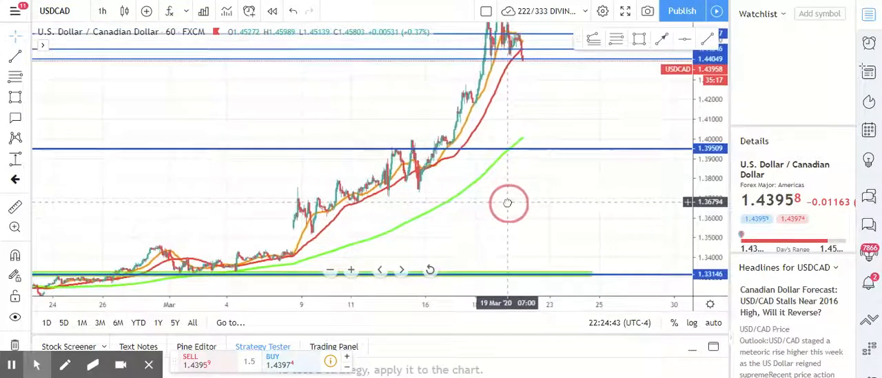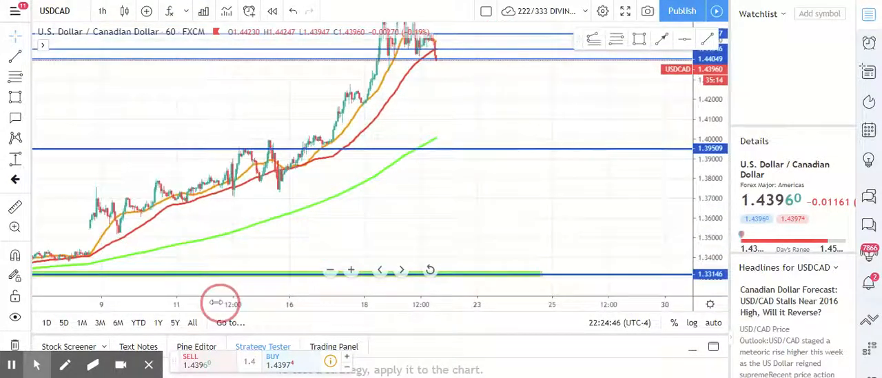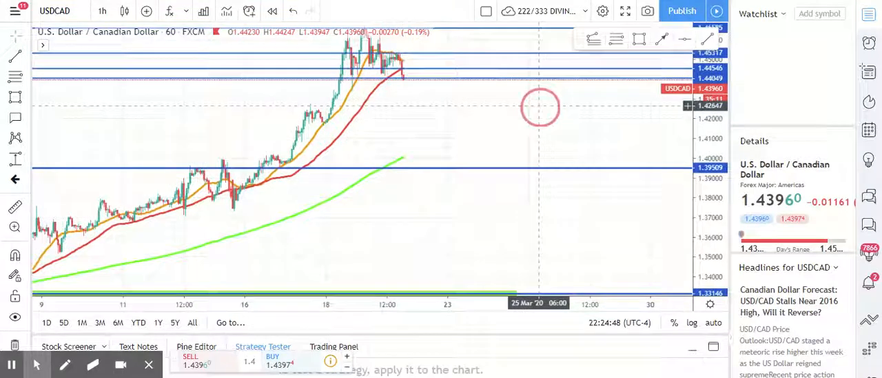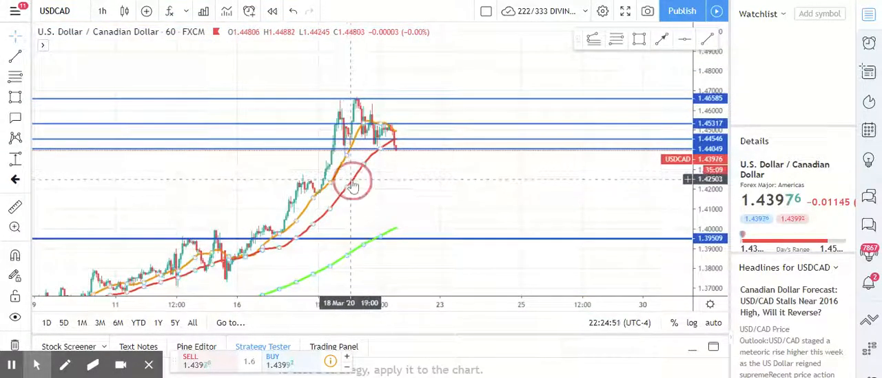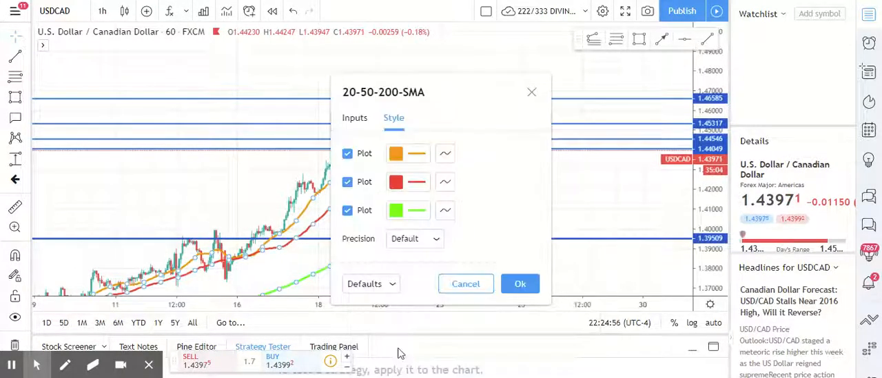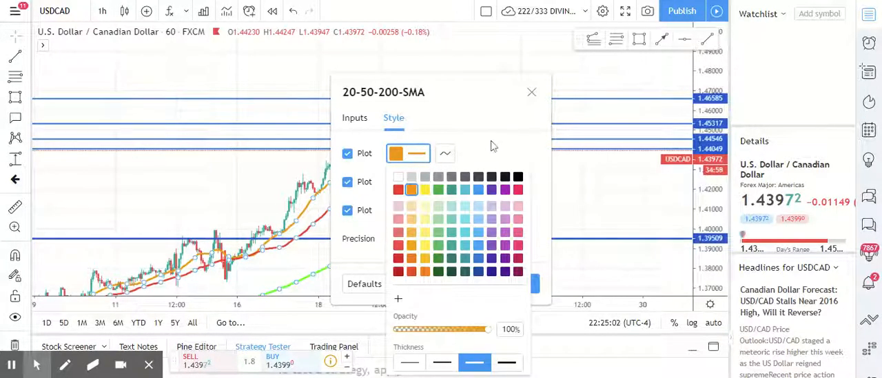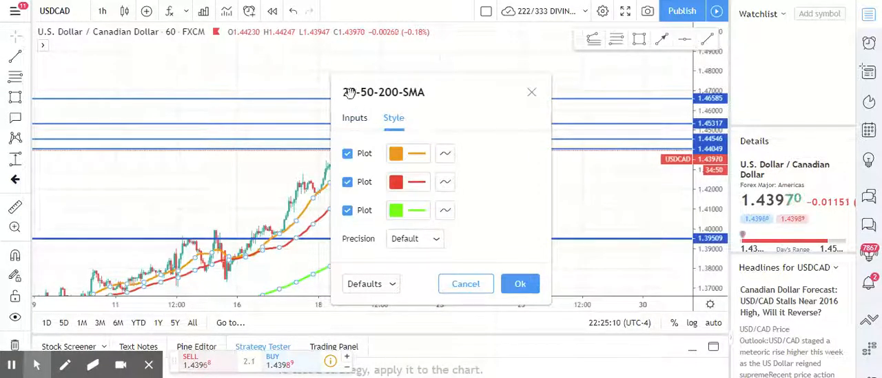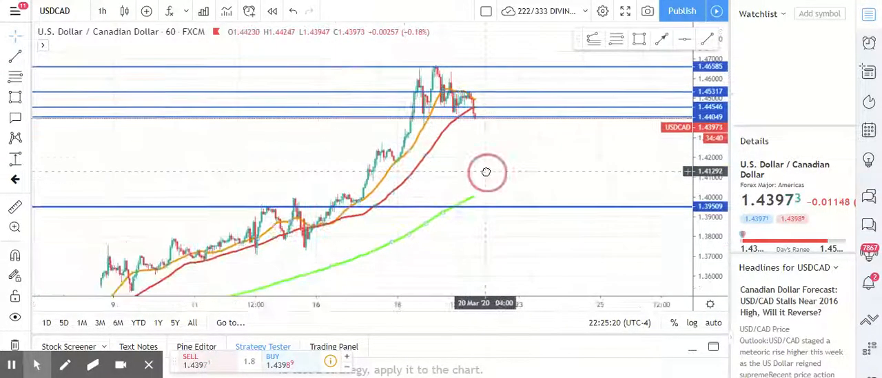We're looking at the US dollar, Canadian dollar, and as you can see, that orange line. Before we even get started with that, you can right click on one of the lines and go down to settings. You can change the colors wherever you want, and you can choose how thick you want the lines. The 20 is the first one, the 50 is the second one, and the 200 is the third one. I've given them my colors, so on the chart I know what I'm dealing with. This orange is the 20-day moving average.